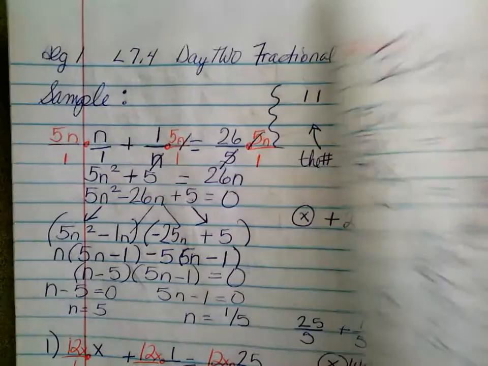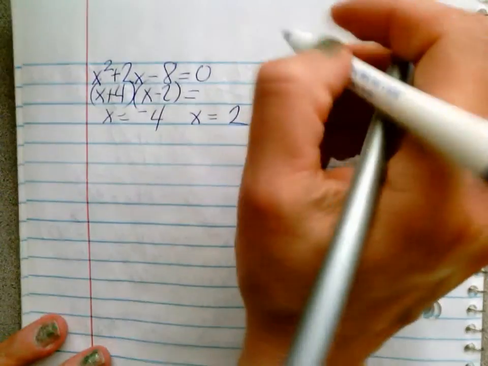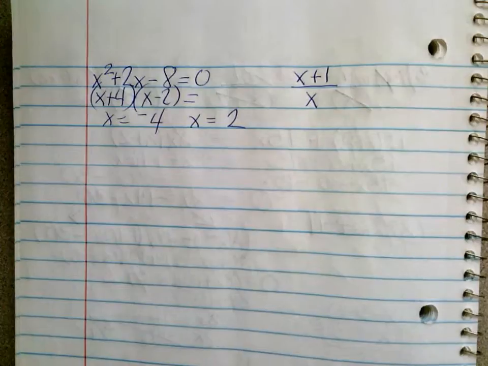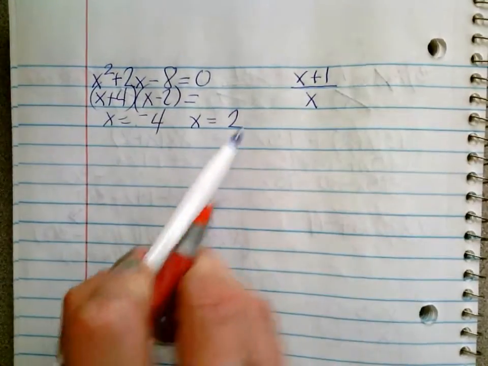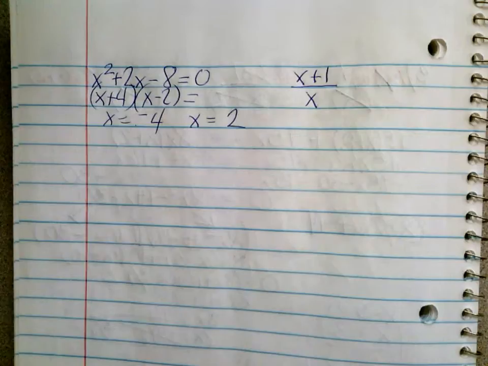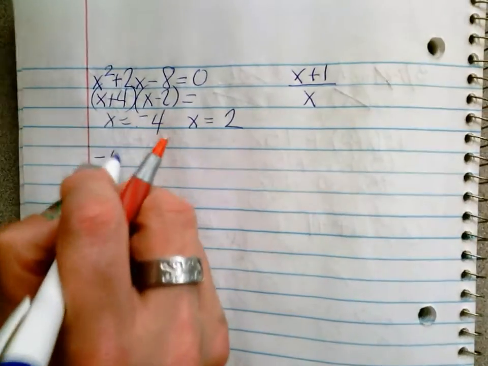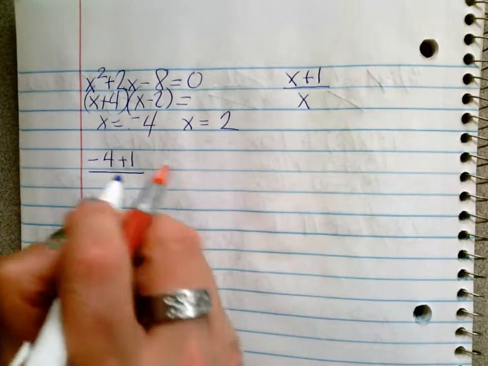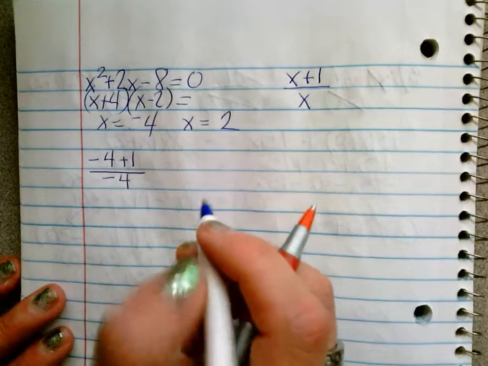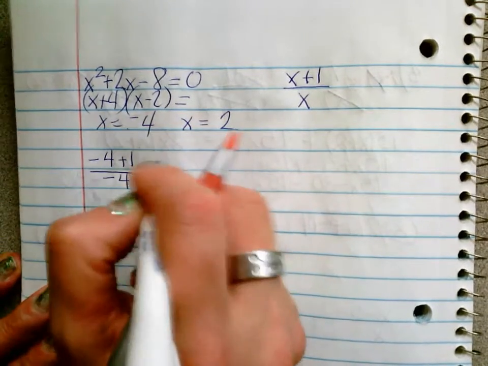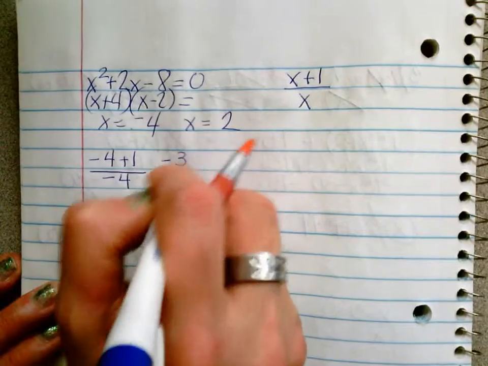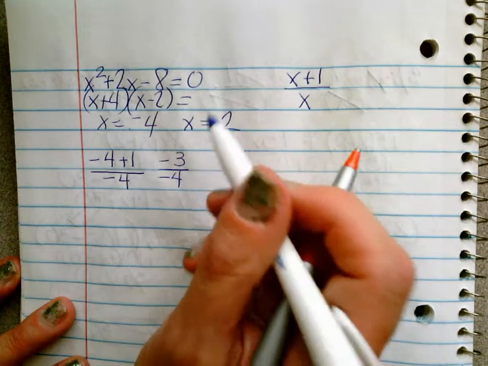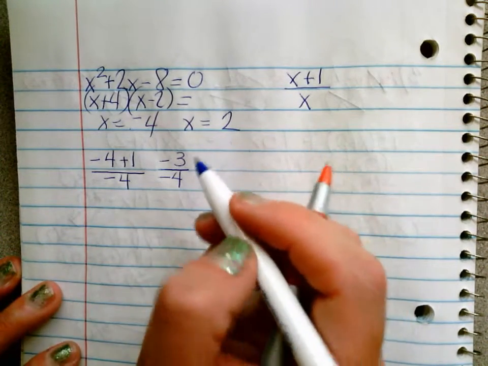Do you guys remember the original fraction: the numerator was 1 larger than the denominator? So I can take either of these and plug it in. Either one would work. How about negative 4 plus 1 over negative 4? What do I get? Negative 3 over negative 4, which is a, what? Positive 3/4, so that's not right.